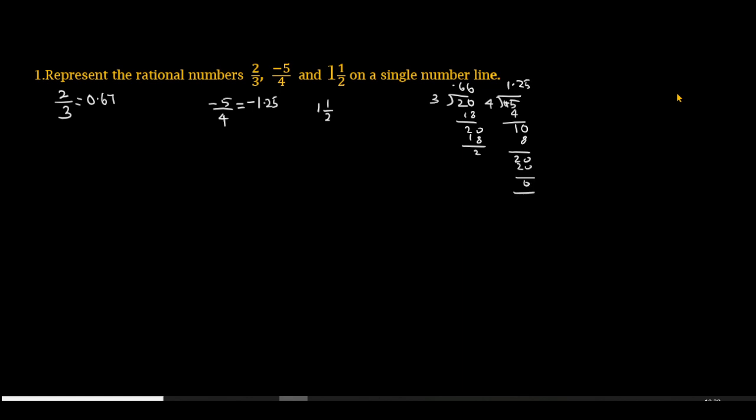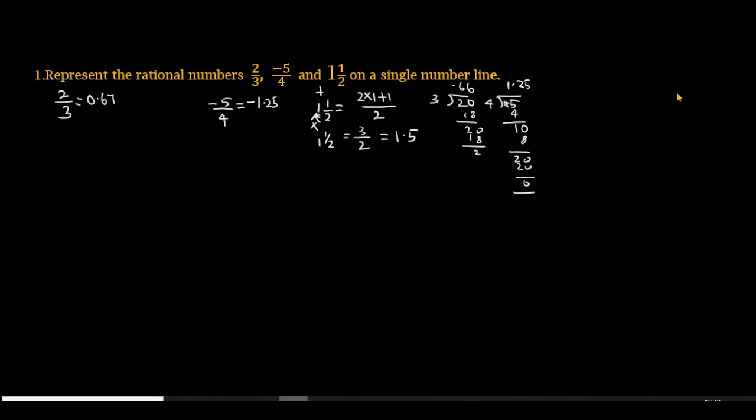Okay, then convert the mixed fraction into an improper fraction. How to convert: the denominator into the whole number plus the numerator, that is 2 into 1 plus 1, divided by 2, nothing but 3 by 2. That is, 1 1 by 2's improper fraction is 3 by 2, and the decimal is 1.5. So we now have three numbers: one is 0.67, another one is minus 1.25, and 1.5.